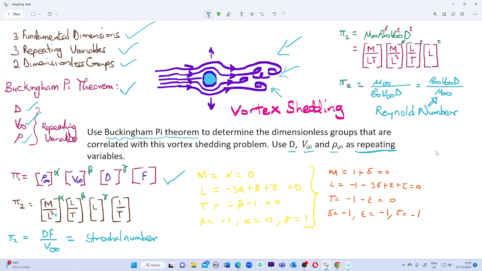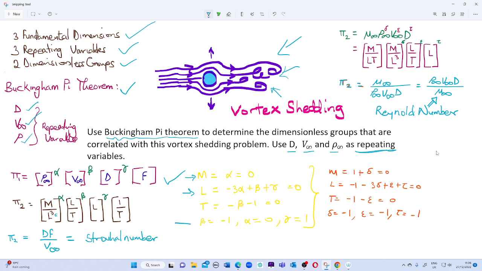So the alpha carries -3 because it's in the denominator. If it is M, it carries 1 because it's in the numerator. So our M equals alpha, which is 0. Also, the L equals -3 alpha plus beta plus gamma, which equals 0. The same thing with T, which is negative beta minus 1 equals 0. So our beta calculated equals -1, our alpha equals 0, and our gamma equals 1.